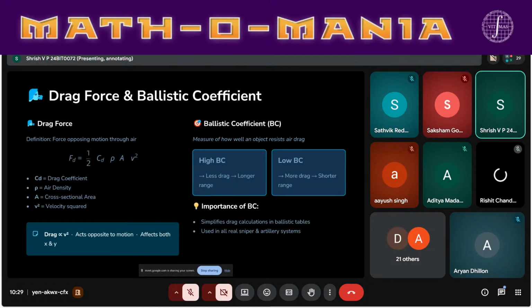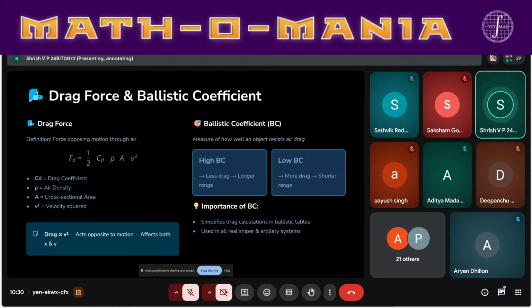Now we move on to ballistic coefficient. It tells how well a projectile can resist air resistance. Okay. So the higher the value of BC, the lesser the drag. The higher the value of BC, the longer the range. The lower the value of BC, the more the drag, and the shorter the range. So a projectile with high BC maintains speed longer, travels farther, and is very stable.